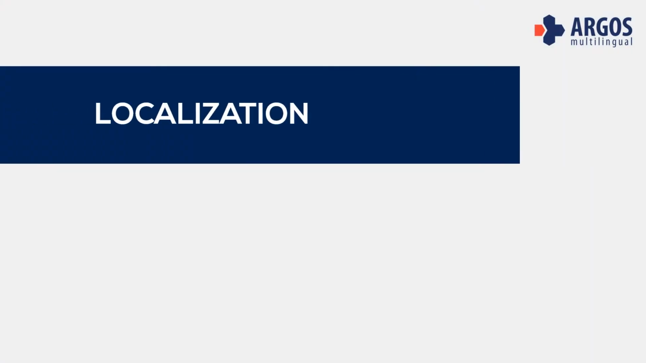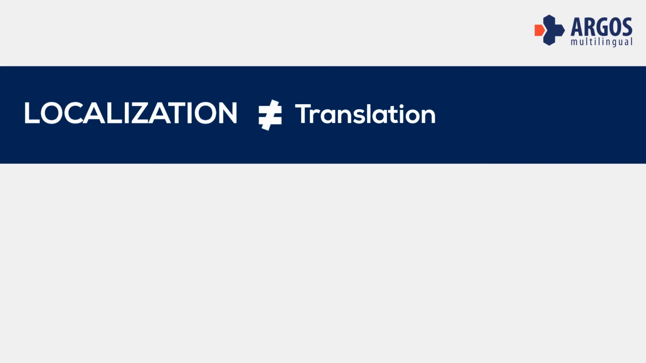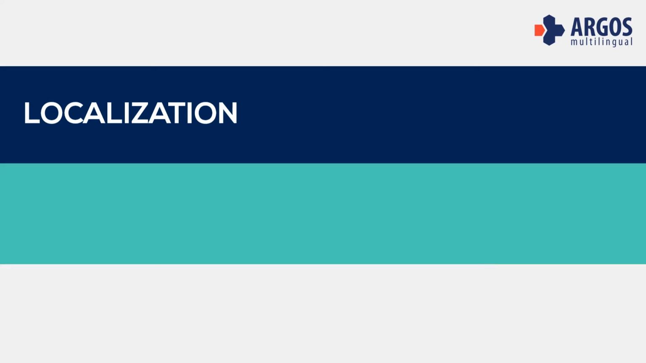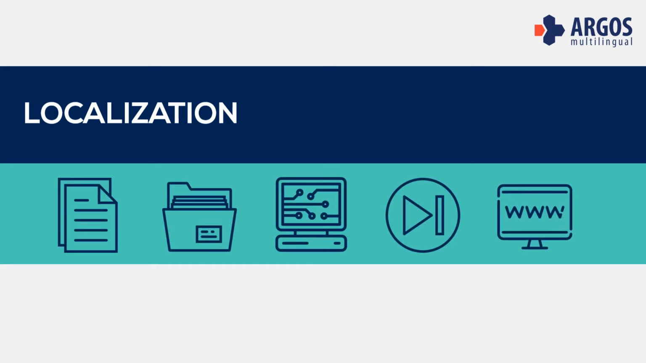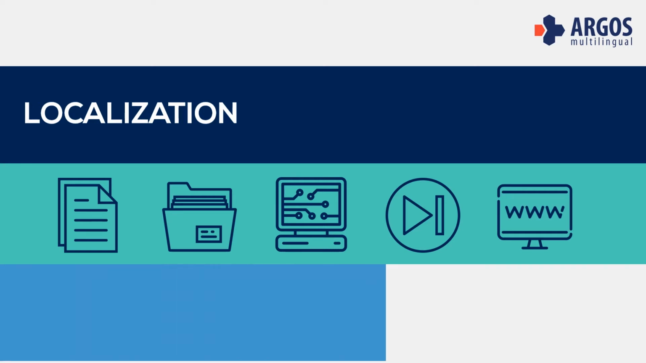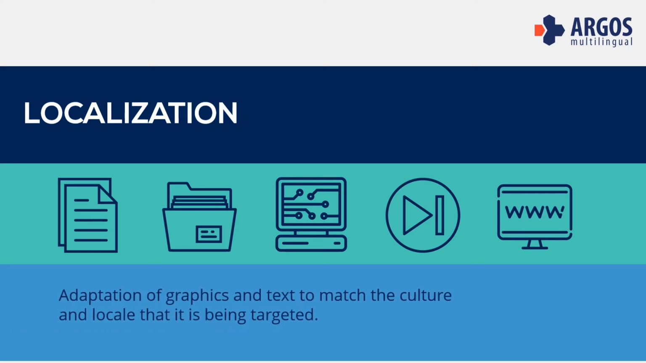The term localization is often used interchangeably and incorrectly with translation, but really localization is a more involved process. It's the process of adapting all types of documents, materials, software, multimedia and websites to target a particular culture or language. Localization adapts the message, images and graphics in order to communicate with the chosen target audience. Here we'll take a look at an example of localization.